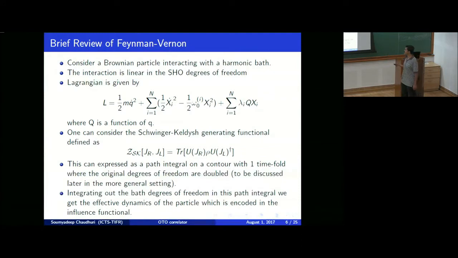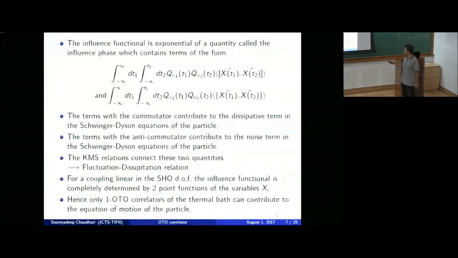So now, integrating out the degrees of freedom of the bath in this path integral, we can get the effective dynamics of the particle, which is encoded in a quantity called the influence functional. It is basically what you get by integrating out the degrees of freedom of the bath in the additional term that gets multiplied to the original function that was dependent on the degrees of freedom of q in this path integral.